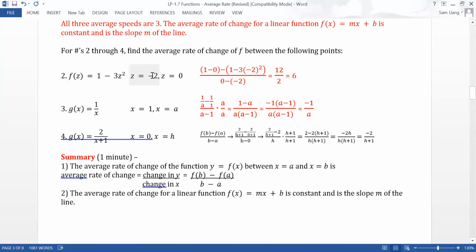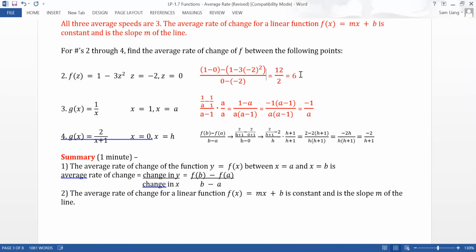And then the second part is -2. Just be careful with the negative sign. Plug in -2 here. You're going to get 1 minus 3 times -2 squared. Okay. And actually, let me be careful with this. Actually, write out the calculations overall.